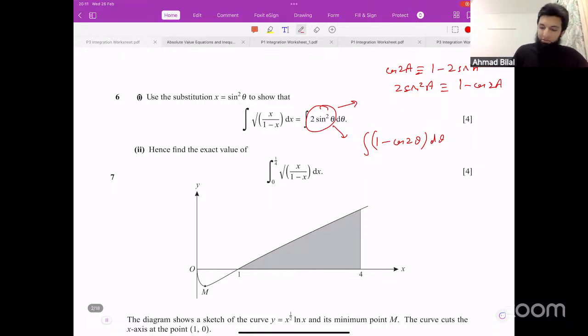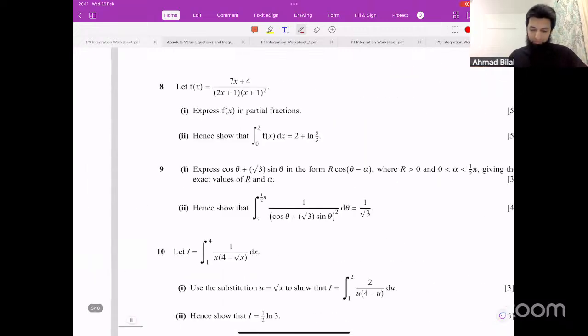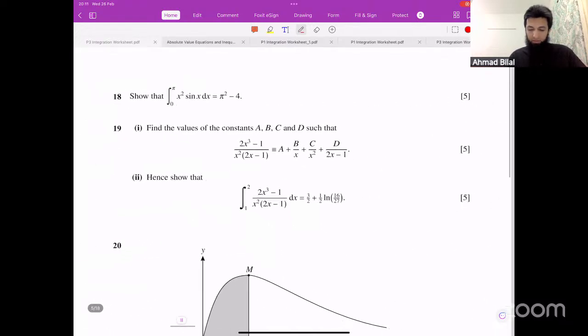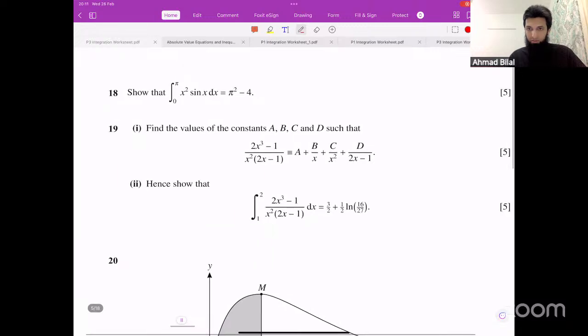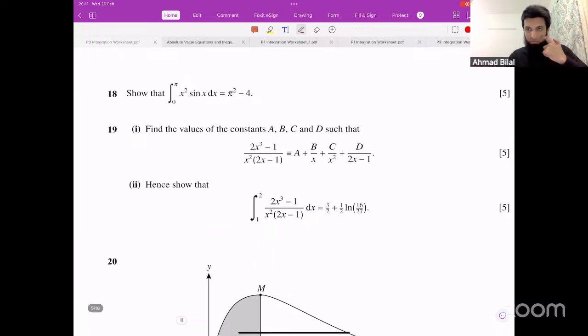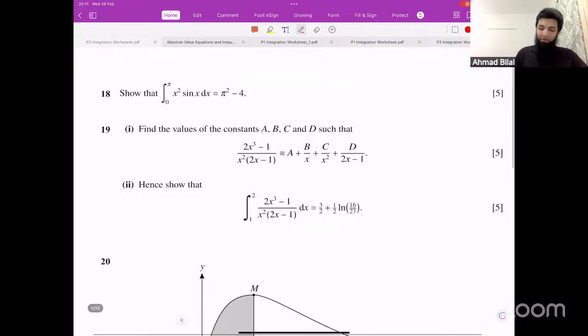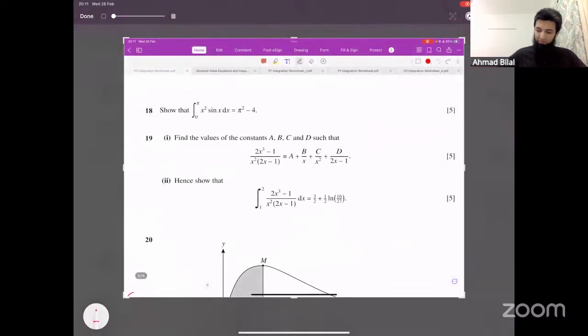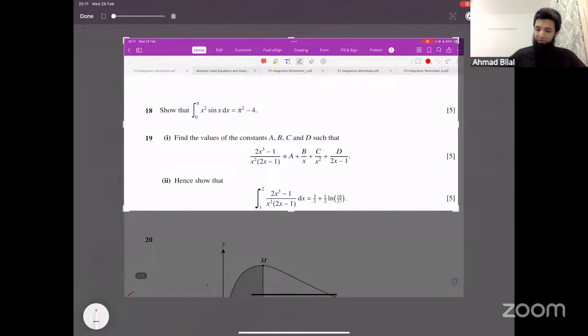All right, so let's skip this. So hopefully you can do this. Let's move on to the next one. Okay, question number 19 from the worksheet, part 2. So can you tell me the answer for the first part? Values of A, B, C, and D?